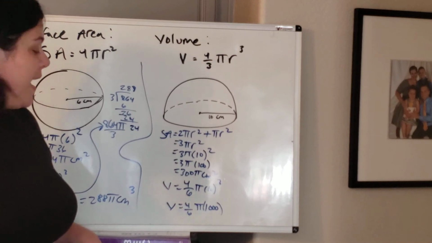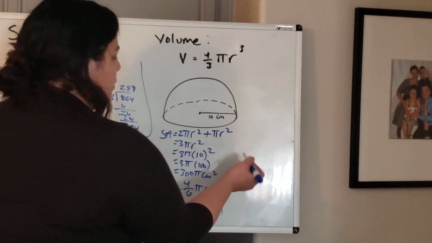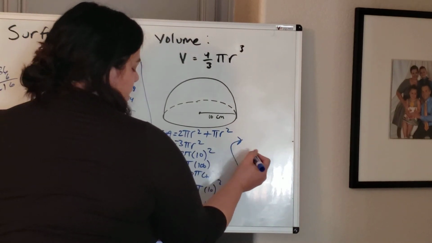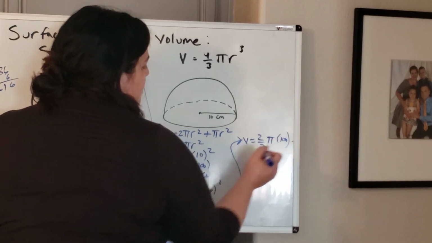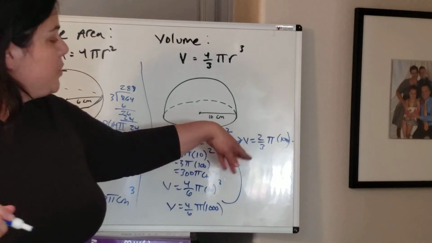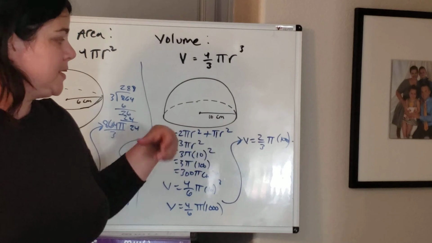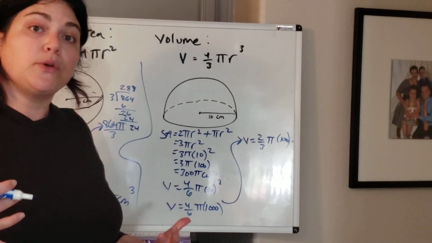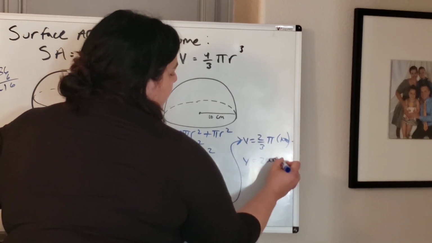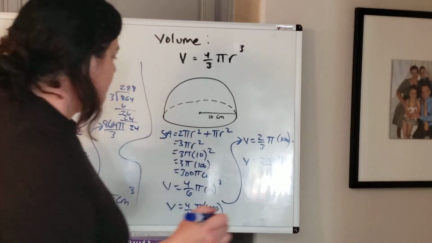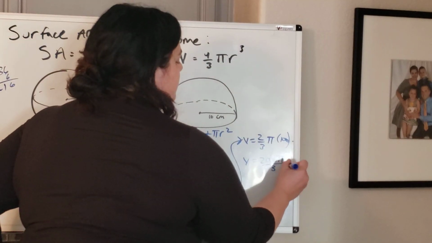Okay? And then from here, I'm going to reduce this fraction, 4/6. I can reduce that to 2/3. So I've got volume equals 2/3 pi times 1,000. Okay, 2/3 of 1,000 isn't a whole number. We know that. So 2 times 1,000 is 2,000 over 3. That's the most reduced that we can go. So this one would be V equals 2,000 pi over 3, and again we've got centimeters cubed because it's volume.